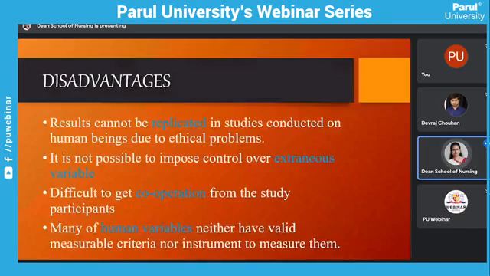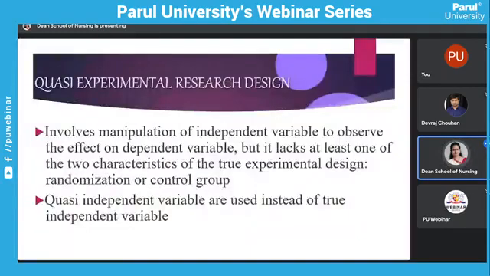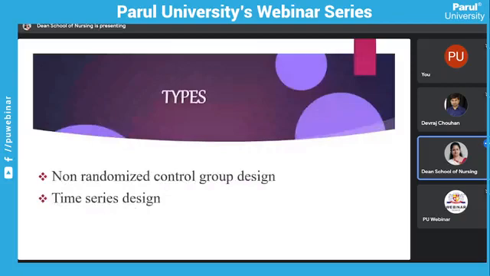Now next, let us go for quasi-experimental research design. It involves manipulation of the independent variable to observe the effect on the dependent variable, but it lacks at least one or two characteristics of the true experiment, randomization or control group. Quasi-independent variables are used instead of true independent variables. The types are non-randomized control group design and time series design.